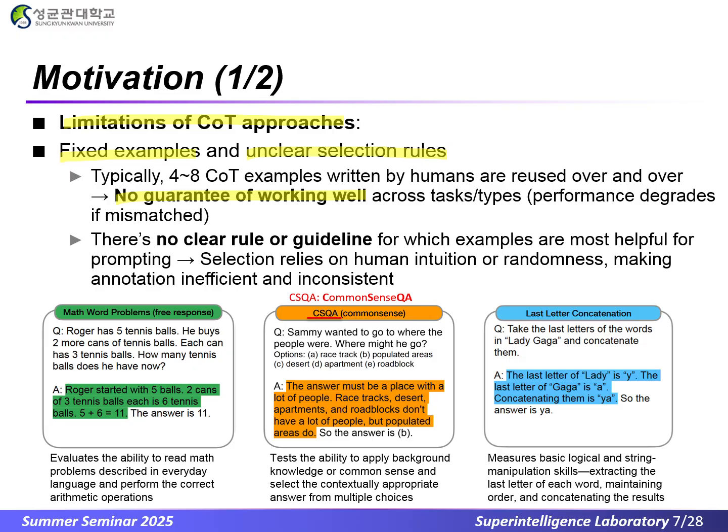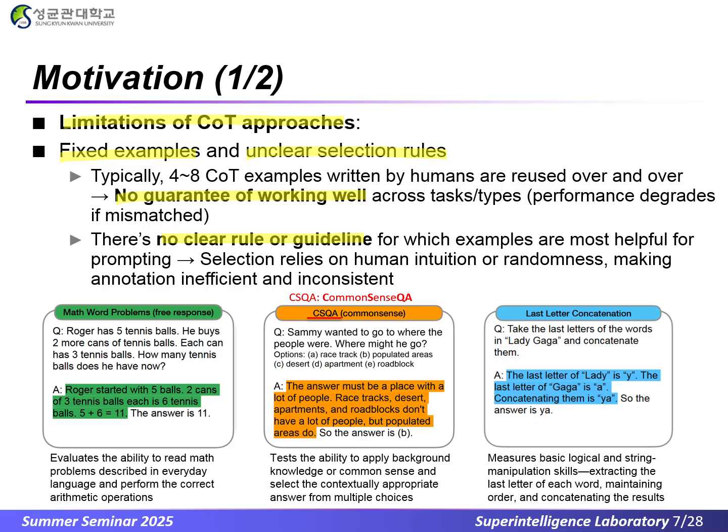In fact, performance can degrade if mismatched. Also, there's no clear rule or guideline for which examples are most helpful. So the selection relies on human intuition or randomness, which makes annotation inefficient and inconsistent.